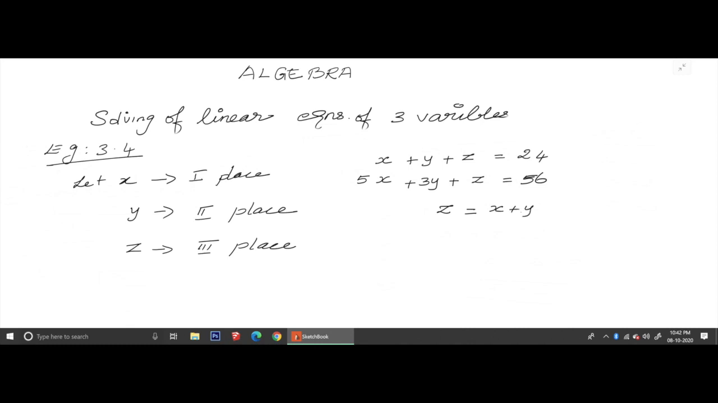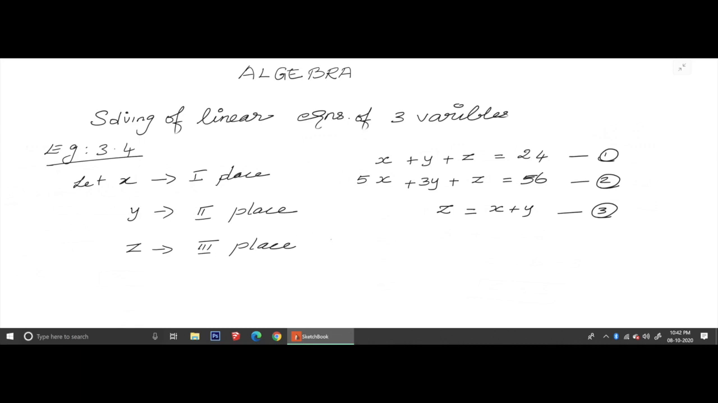Z. Right? And now you are asked to find how many athletes finished in each place. First place, second place, third place: they are asking how many came in each of the three places. Okay. And now you can have the equations. You can name it as equation 1, this is 2 and this is 3.